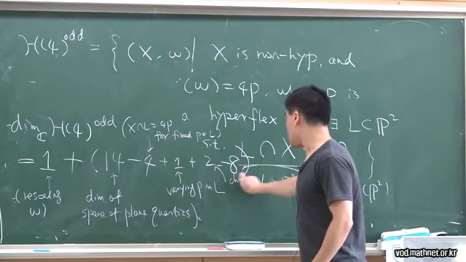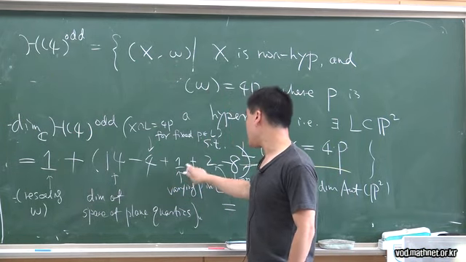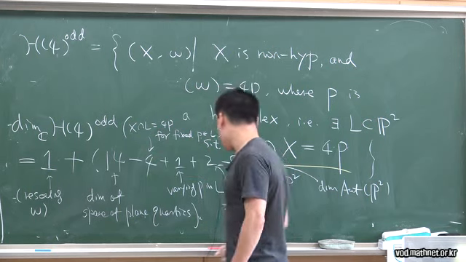Okay, let's check all together. Hopefully I get the right number. So this is 14 plus 1 plus 2, 13 minus 8, 5 plus 1, 6.